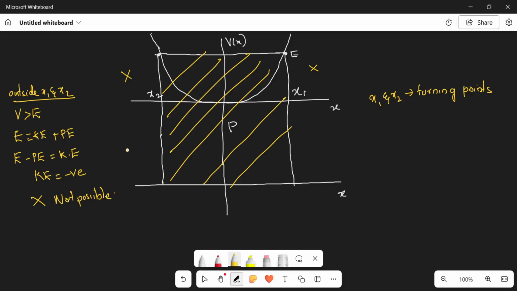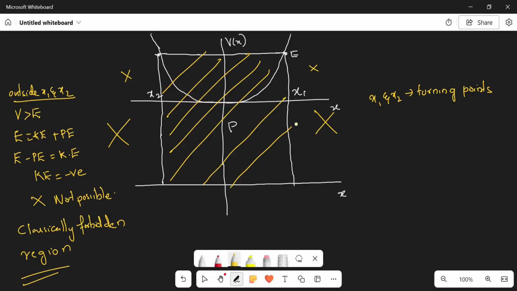So the region outside x1 and x2 is known as the classically forbidden region. So no need to consider the region outside x1 and x2. There won't be any phase space diagram outside that region because the kinetic energy would be negative, which is not possible. So the region outside is classically forbidden. Let's focus on the region inside.